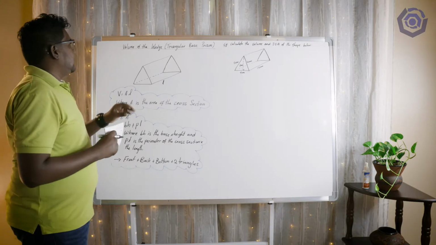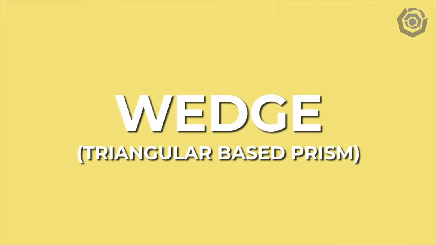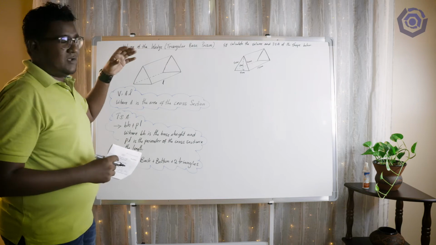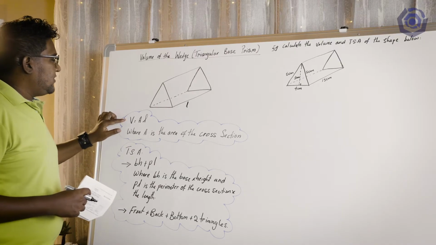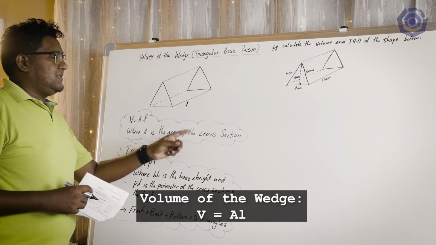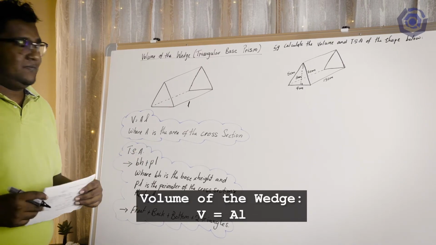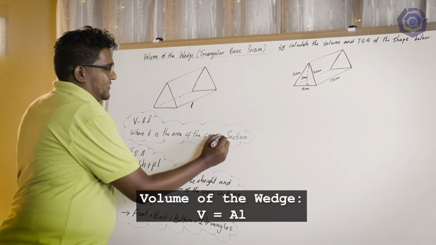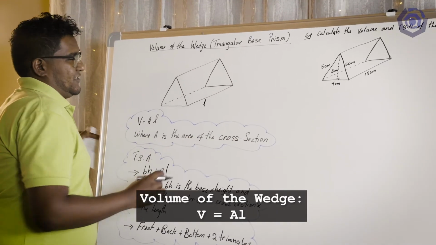The last shape we're going to look at is the wedge. So the volume of the wedge, or it's known as the triangular base prism. A lot of persons just call it the wedge. So in order to find the volume, volume is equal to AL, where A is the area of the cross section. Now, what does this mean? The area of the cross section.